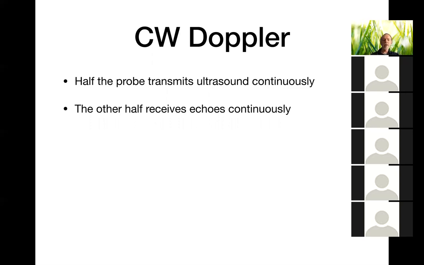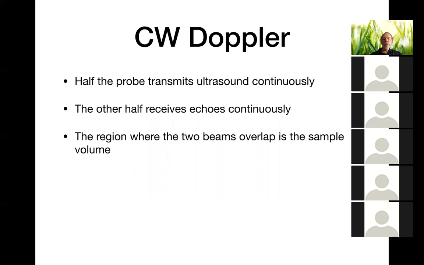Now, the fact that it's continuous gives continuous wave Doppler one huge advantage. And that is that it can measure velocities that are very, very high. Pulsed and color Doppler have real trouble with high velocities, and this is why CW Doppler is routinely part of an echocardiography machine.